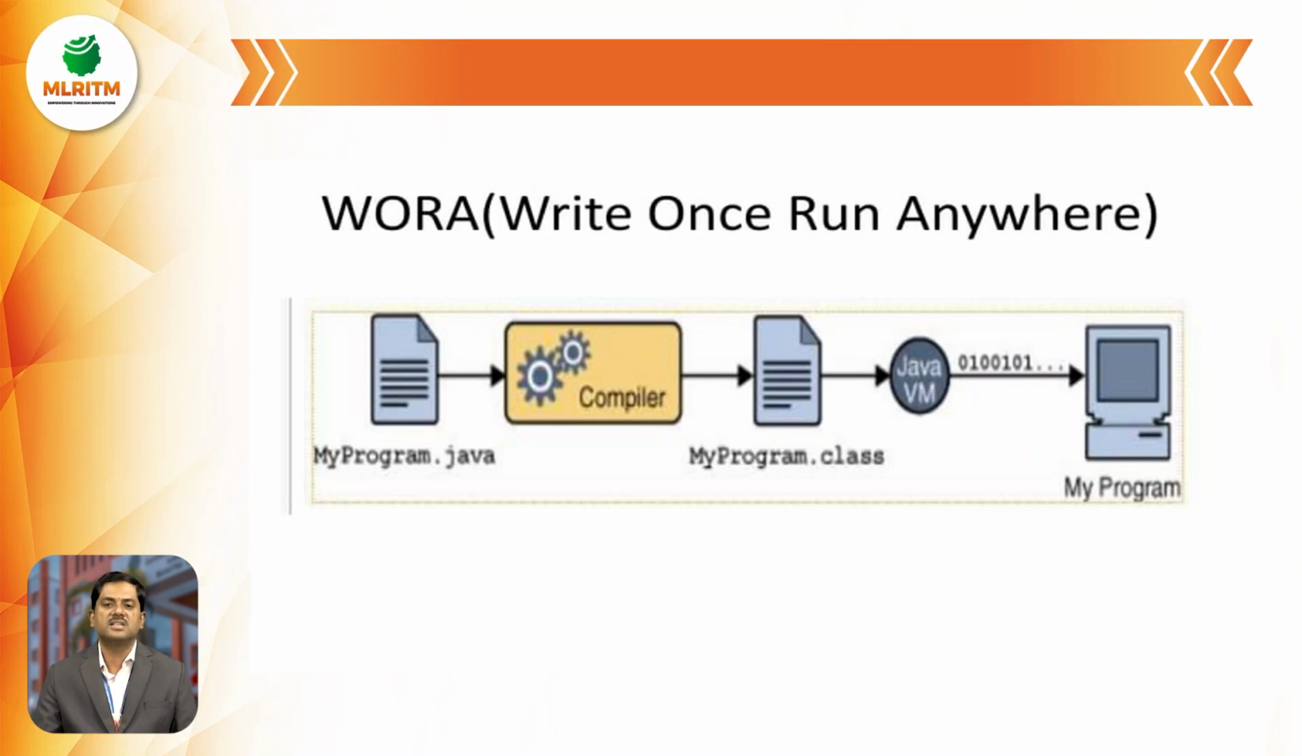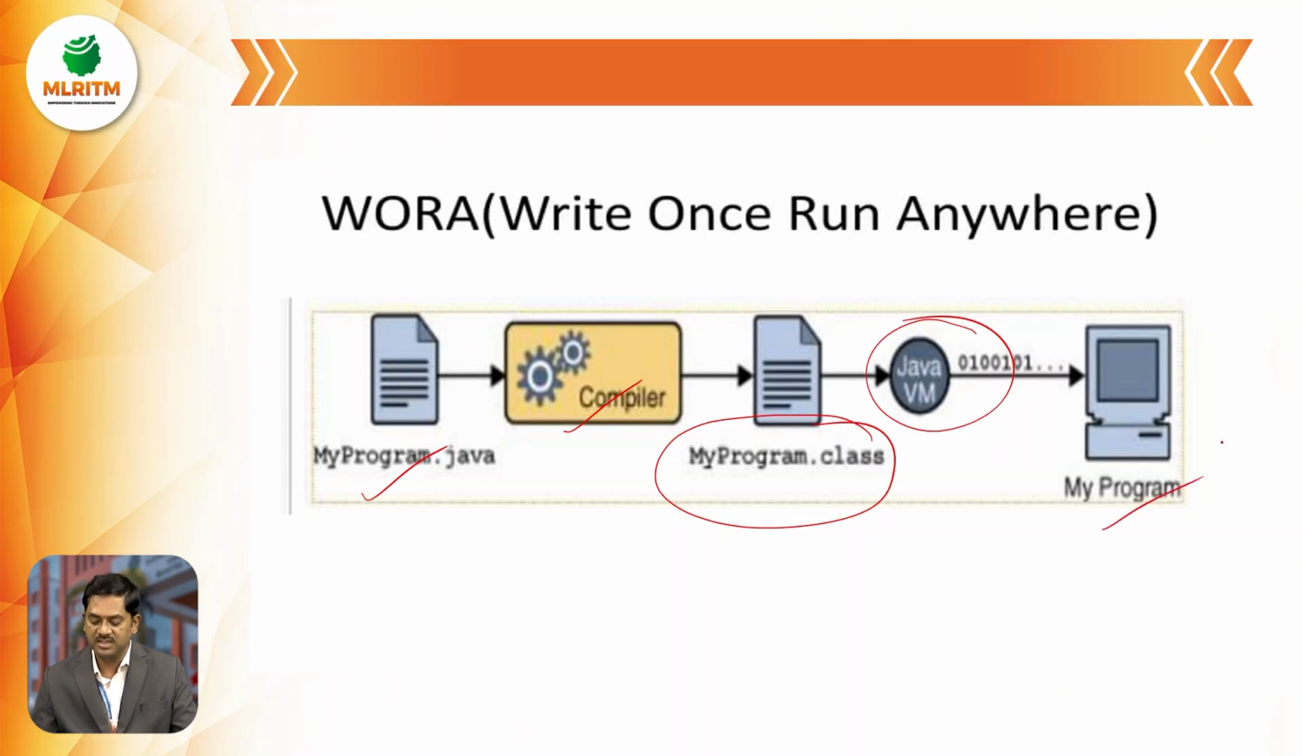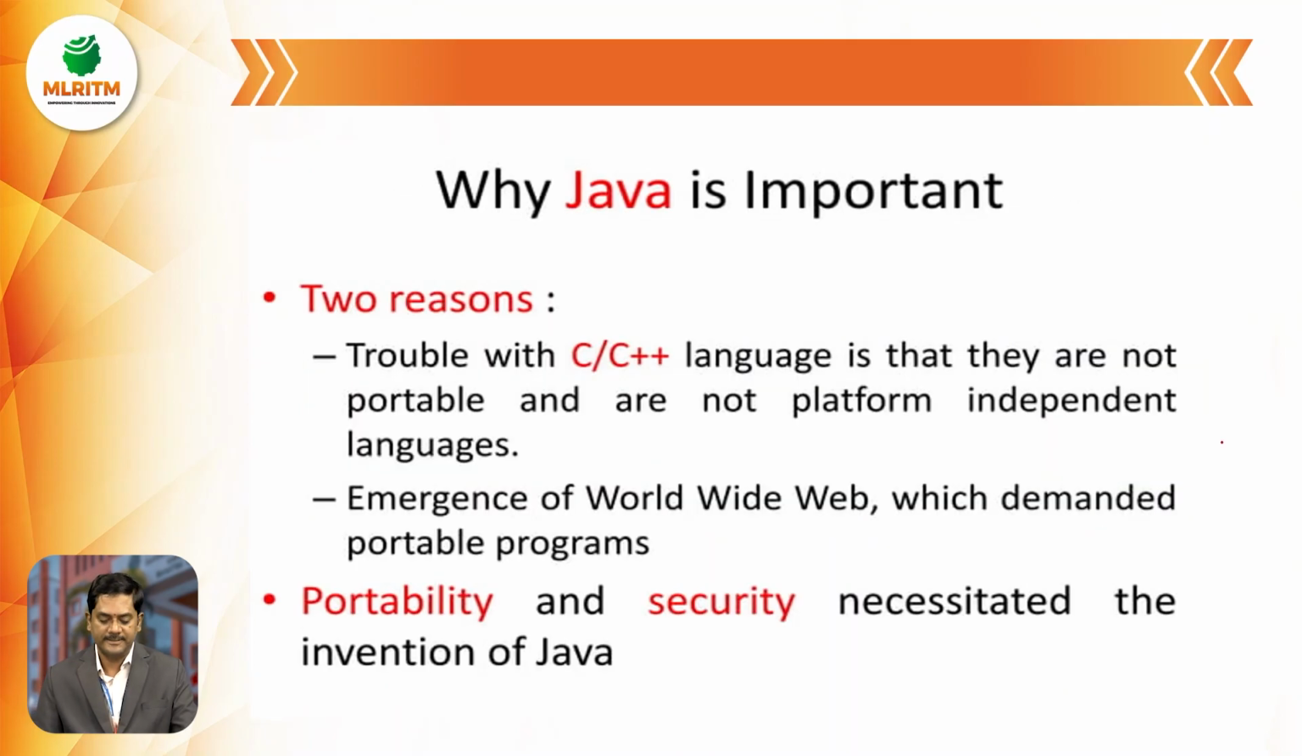As we said just now, Java is platform independent, which means write once, run anywhere. In any platform, we are able to run it. So I write my program, which is .java, and it is given to the compiler at compilation time, and then it is converted into bytecode, which is nothing but .class files. Then it is given to the Java virtual machine. Then it is given to the computer.